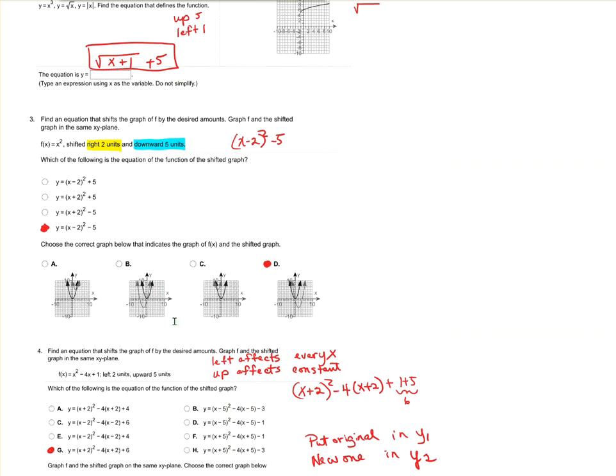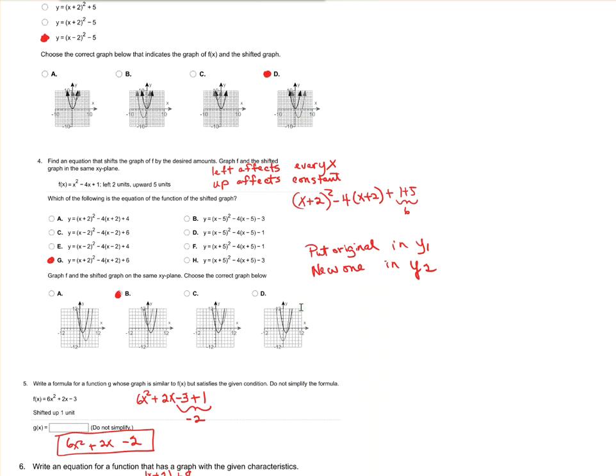And in this graph, the dark one, and you can probably see it colored on the computer, the dark one is the basic x squared, and then the other one is where it's moved. And so we're looking for going to the right 2 and down 5, and it would be this one. All right, on number 4.